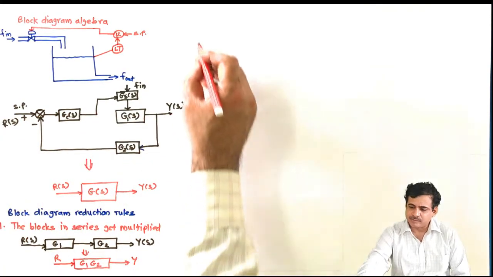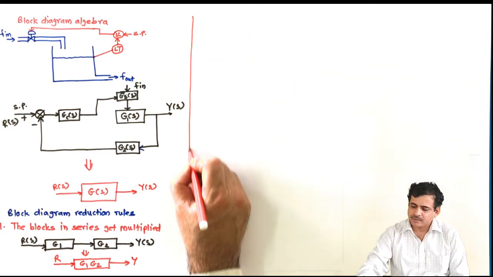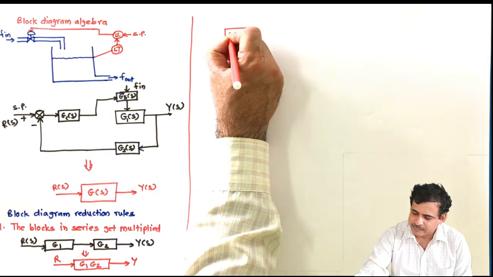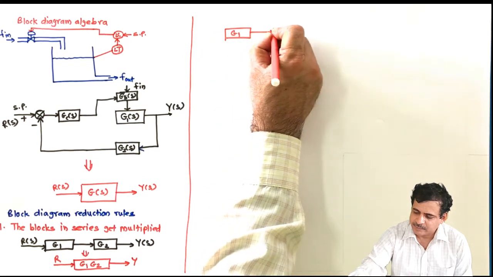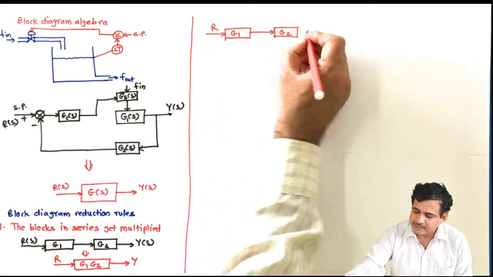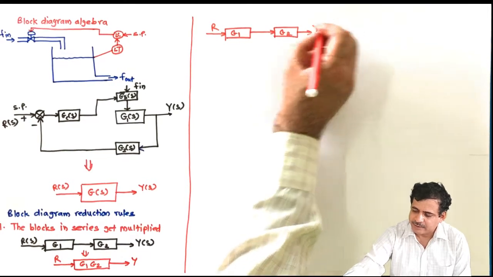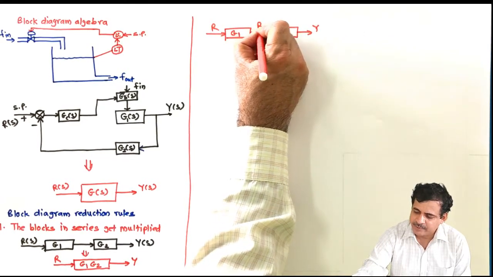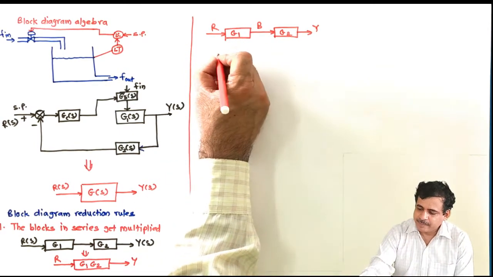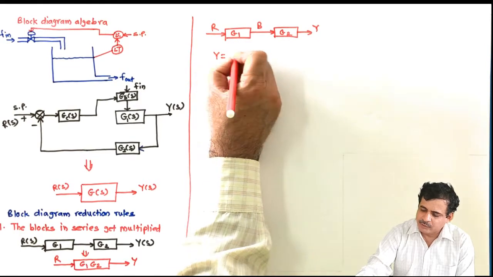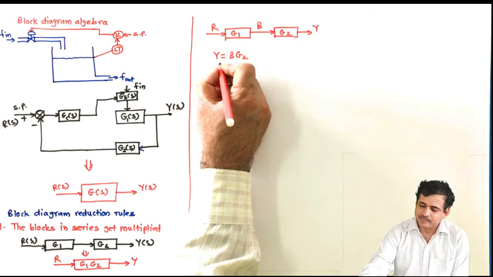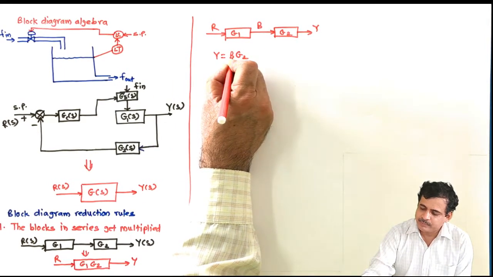And let us see its proof. Why this is so? Say we have here G1, this is G2, let this be R, let this be Y, and let us assign here one variable B for our sake. Then what can I get? Y is equal to B into G2. B into G2 is Y. And what is B?